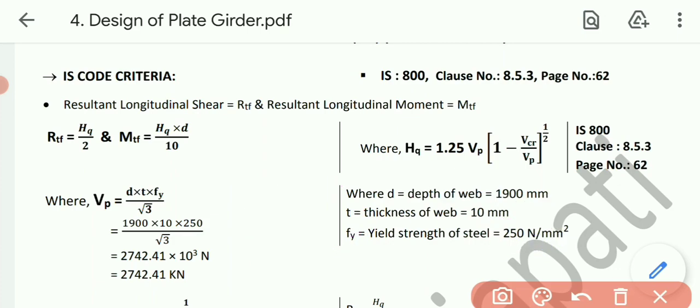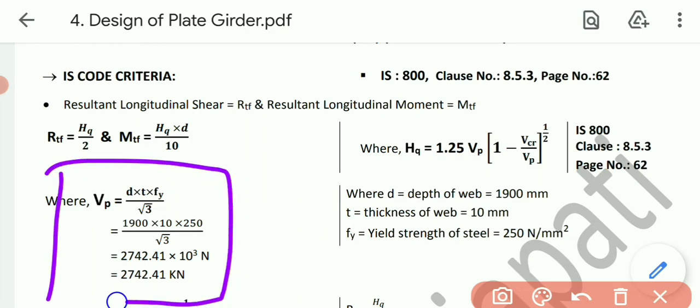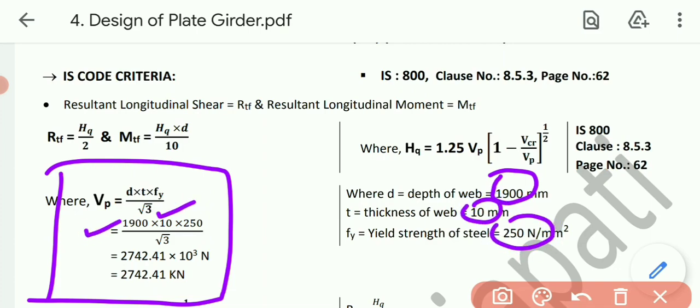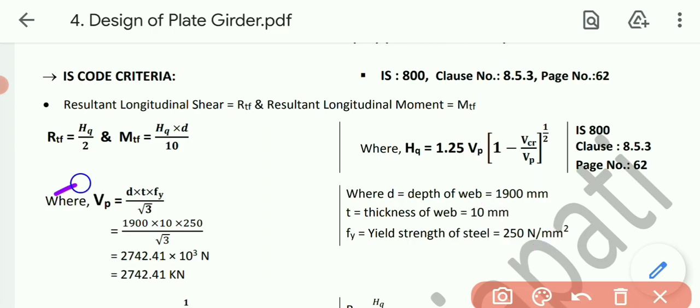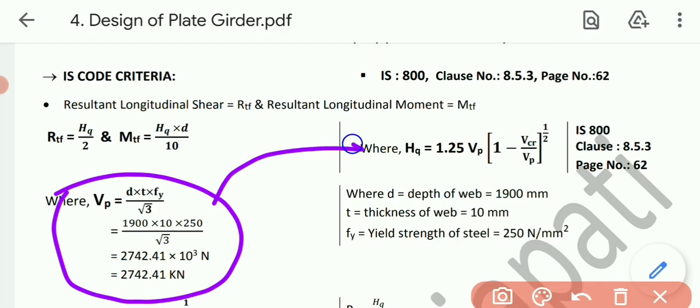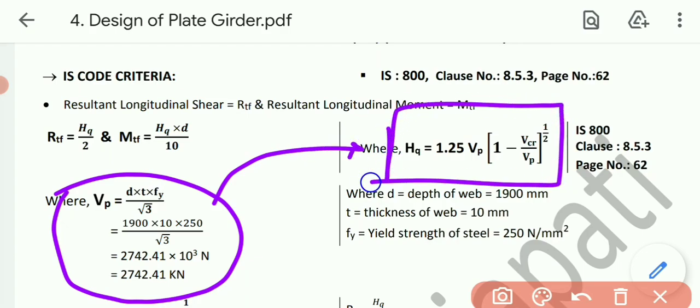Okay, so now let's calculate Vp. Let's put down the formula: D 1900, T, thickness of web 10 mm, and Fy, that is 250 Newton per mm square, divided by root 3. By simplifying the term, we will get the answer 2742.41 into 10 raised to 3 Newton. Let's convert it into kilonewton, 2742.41 kilonewton. Okay, now let's put down this value of Vp in this formula, so we will get the value of HQ.